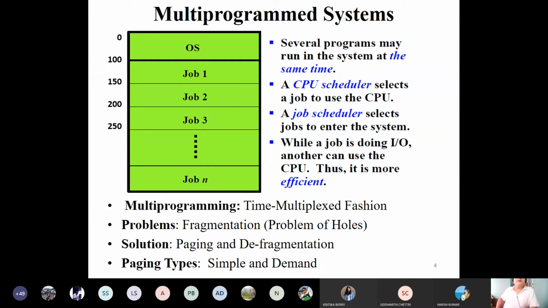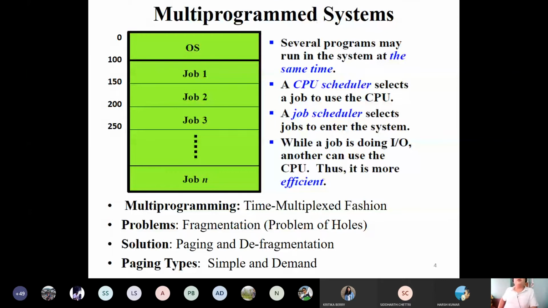There are two different kinds of paging: one is simple paging and the other is demand paging. In case of simple paging, in order to begin the execution of the program, all the pages have to be there in the blocks before initiating the execution of the program.